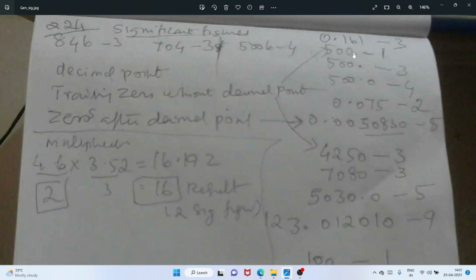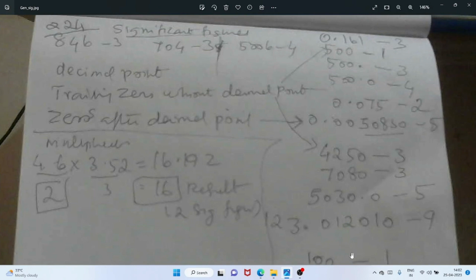So 500 without a decimal point has only 1 significant figure. 500 with a decimal point has 3 significant figures. 500.0 will have 4, and 0.075 only 2. We have to discard the leading zeros after the decimal point. So here in this case we have 5. Here you see, without a decimal point, we are discarding this 0. So 3. Here also 3. Here there is a decimal point, 0.1, 2, 3, 4, 5.